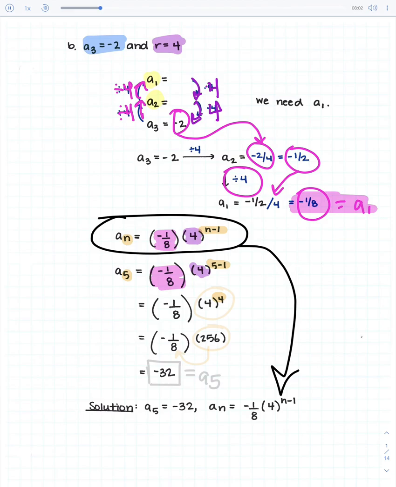Remember, order of operations is going to make us do the exponents first. So 4 to the 4th is 256. Then we can multiply it by the -1/8, which will give us -32. And that's our answer for our fifth term, A sub 5.